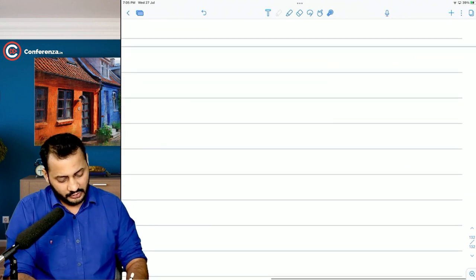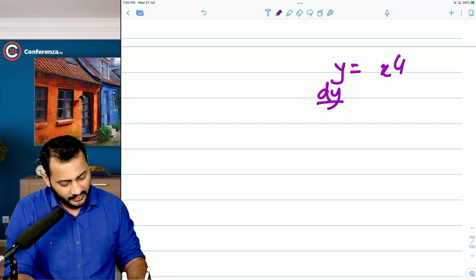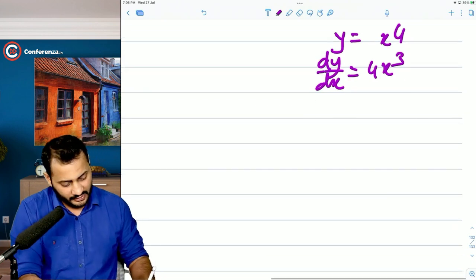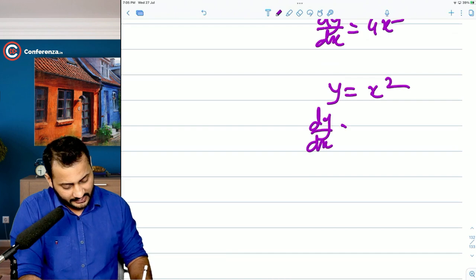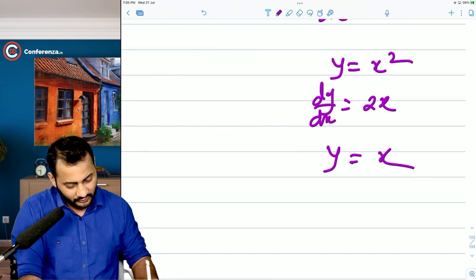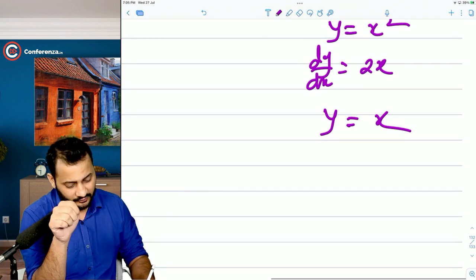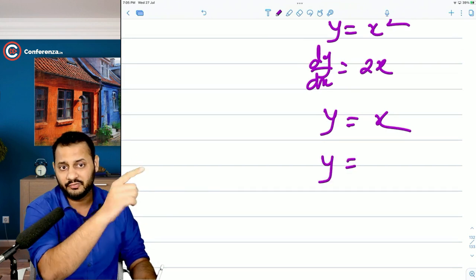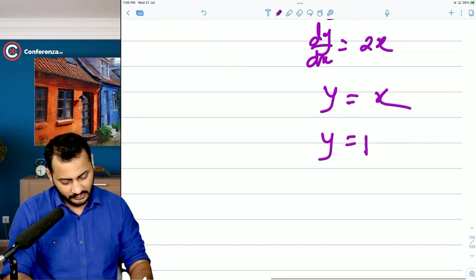Now if the equation is y equals x to the power 4, it will be dy by dx equals 4x to the power 3, 1 less. If it is y equals x square, it will be dy by dx equals 2x to the power 1. If it is y equals x, already there is a power of 1 on the x, and that power will come in front.